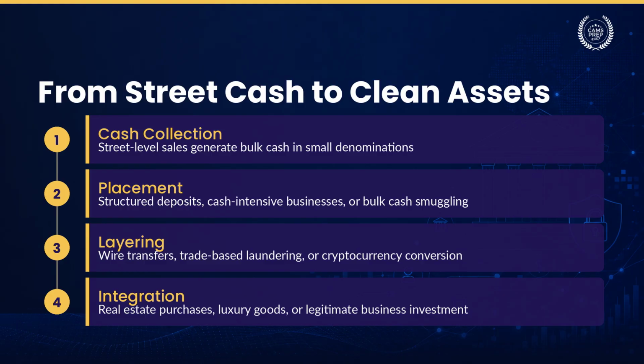This happens through structured deposits below reporting thresholds, through cash-intensive businesses that commingle illicit and legitimate funds, or through bulk cash smuggling across borders. Layering follows: wire transfers through multiple accounts, trade-based laundering, or conversion into cryptocurrency to obscure the trail. Finally, integration. The now clean funds are invested in real estate, luxury goods, or legitimate businesses. Understanding this sequence helps you identify where detection is most likely to succeed.